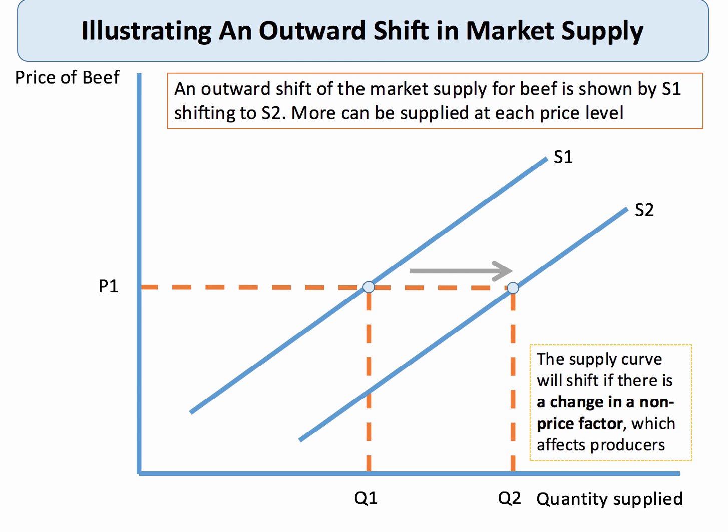Let's have a look at how the supply curve might move. So, for example, this is the market for beef. Let's assume there is a fall in the cost of fertilizer, for example, and other feeds used in the cattle industry. That would bring down the unit cost for beef producers and cause an outward shift of supply. Maybe more beef farmers entered the market. The supply curve will shift if there's a change in a non-price factor which affects producers. In this case, for example, the unit cost of feed.